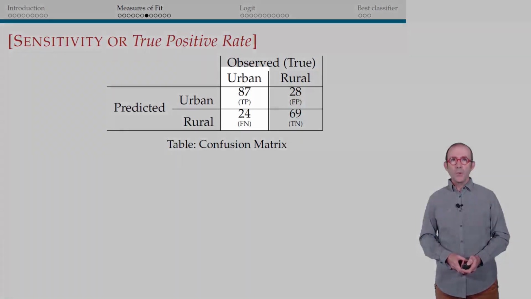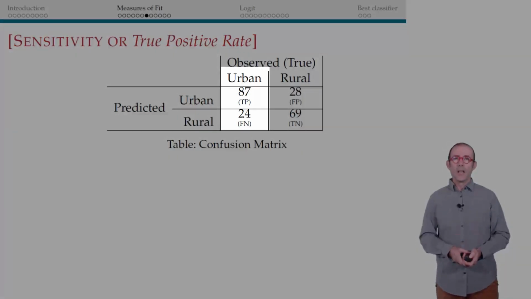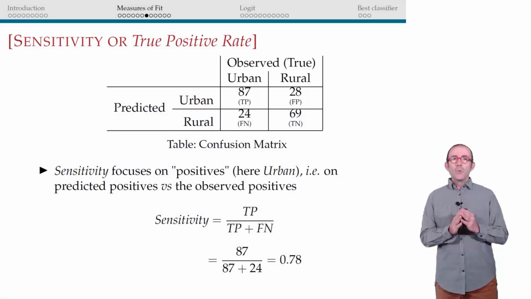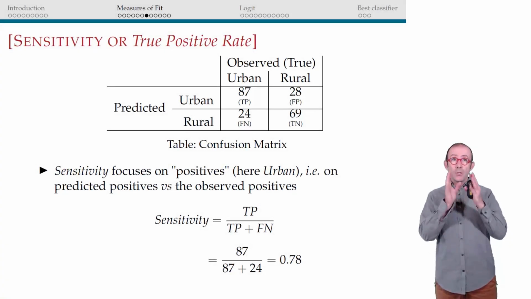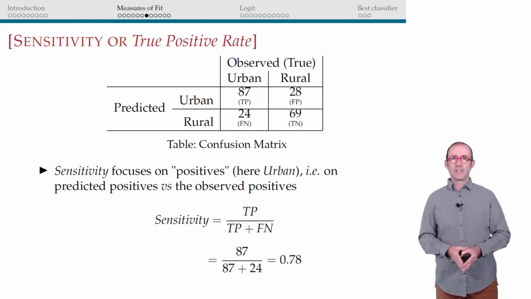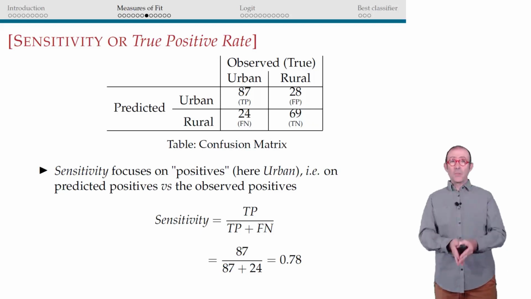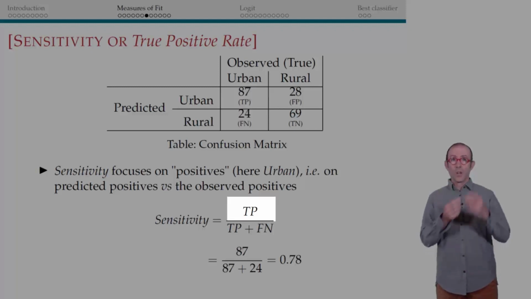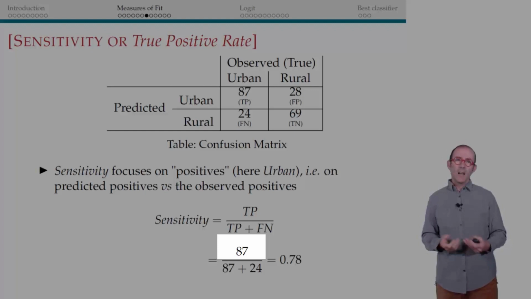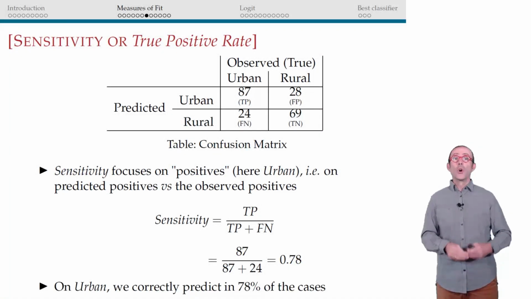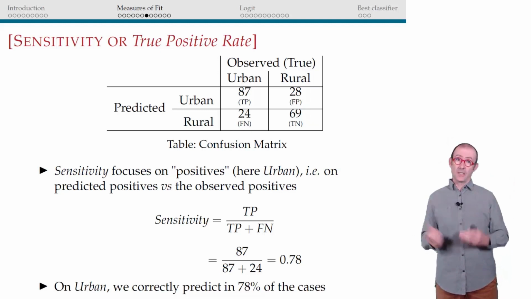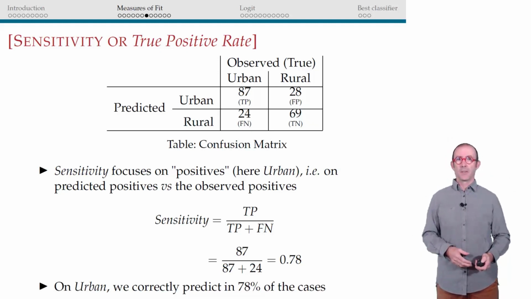Now I will focus on the first column, that is on the observed urban. If I want to focus on what is called the positive case here, I want to know for how many of the observed urban I am correctly predicting. For that, I'm computing the sensitivity, that is my true positive over the total of what is observed as urban. And here I see that in 78% of the urban observations, I predicted well, which is good, but you see it's higher than the accuracy. I'm better on urban with my classifier.